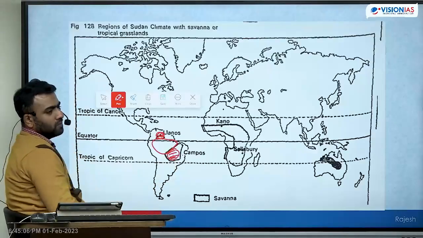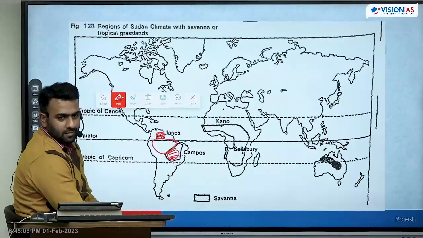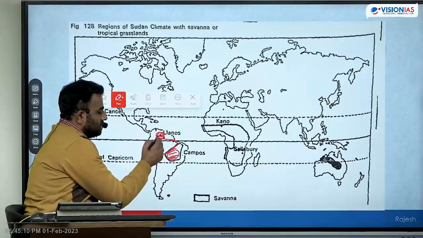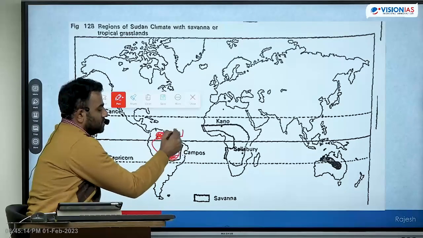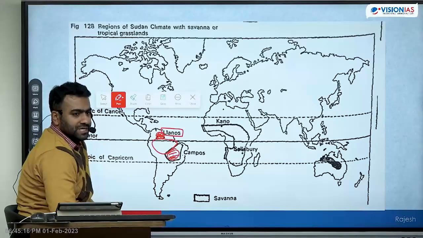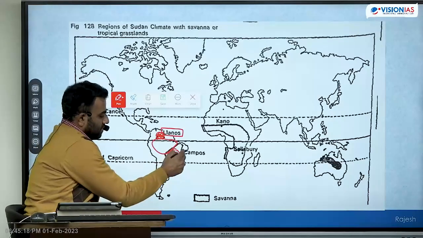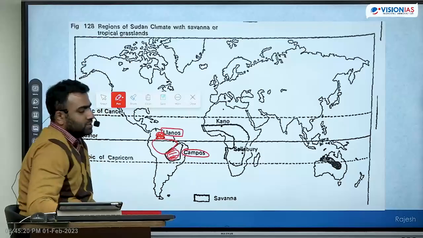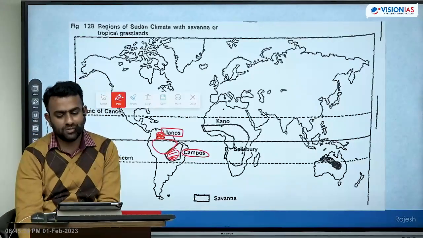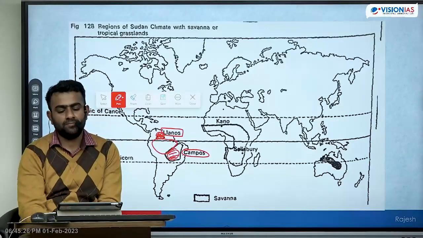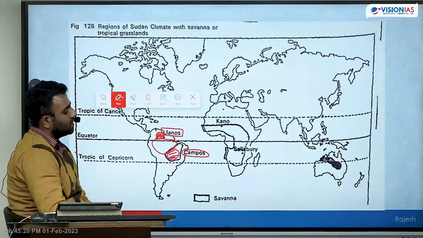But here they don't give the name savanna. In South America, the northern tropical grasslands are called llanos. The southern grasslands are called campos. Okay? So llanos and campos of South America.